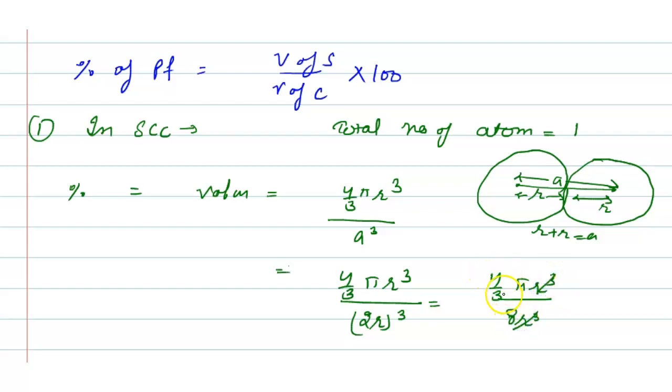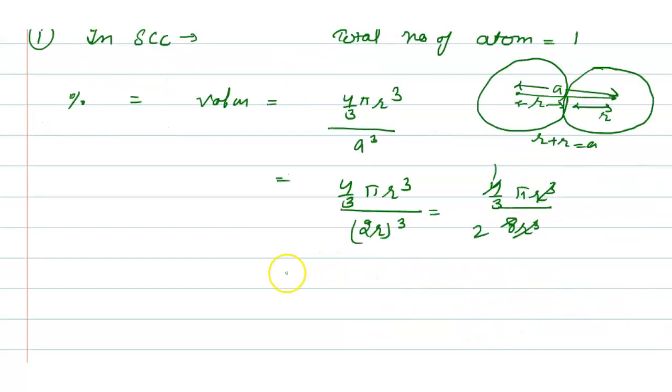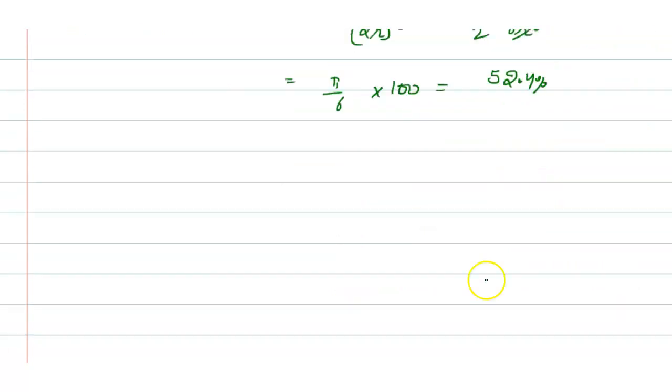So we will get 4 ones are 4, 4 twos are 8, so it will be pi by 6, into 100 is the packing fraction. If you simplify this, we will get 52.4%. This is the packing fraction of the simple cubic unit cell. Now next is the face centered cubic unit cell.